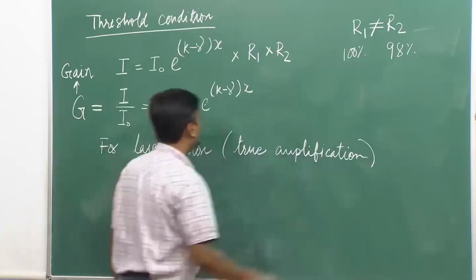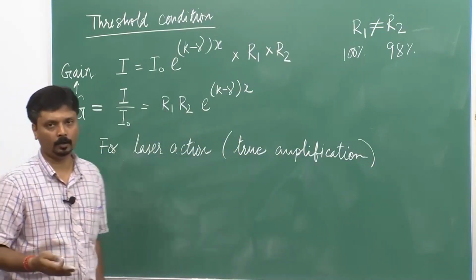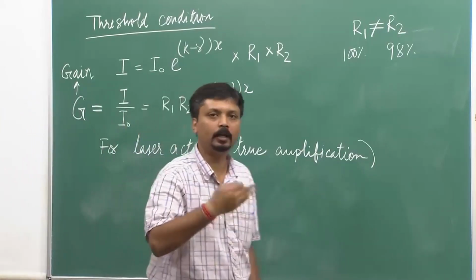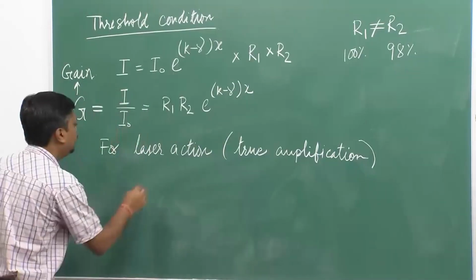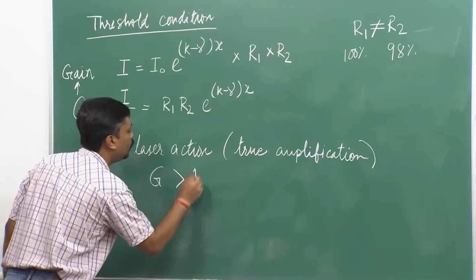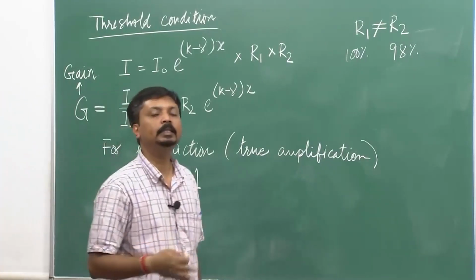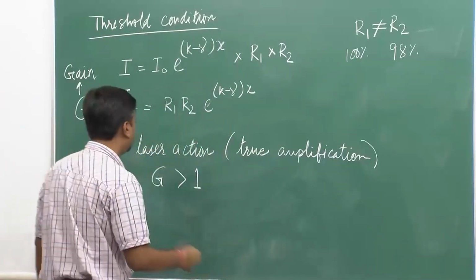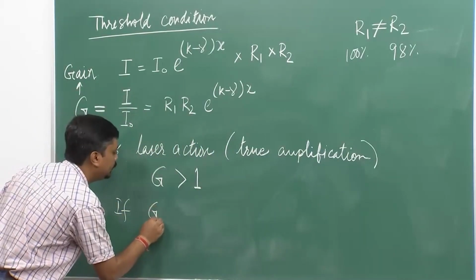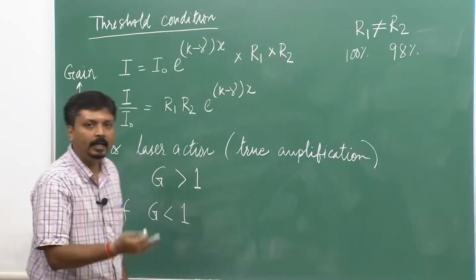What we need is for this quantity to be greater than 1. When gain is greater than 1, that is more than 100%. So, I need G to be greater than 1. If G is not greater than 1, say G is less than 1, what do I have? I do not have any amplification.